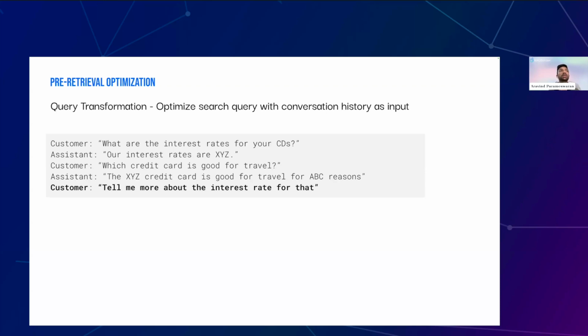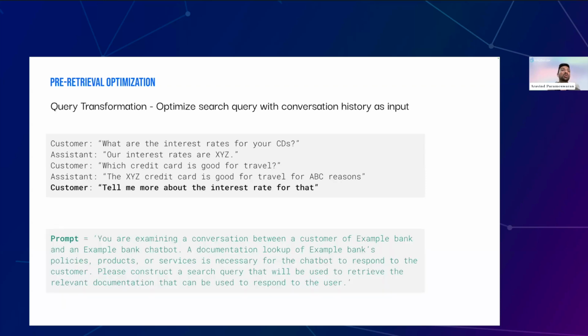In this particular example, as you can see, a customer was having a conversation with this chatbot, and they were talking about interest rates for CDs, and then suddenly the conversation got to credit cards, right? Like which credit card is good for travel, and now the customer is asking, tell me more about the interest rate for that, right? And now this query alone is going to be very bad at performing retrieval, right? Because there's interest rate in the query, but we don't know what product the customer is talking about, right? And so it's very important to do some pre-processing here.